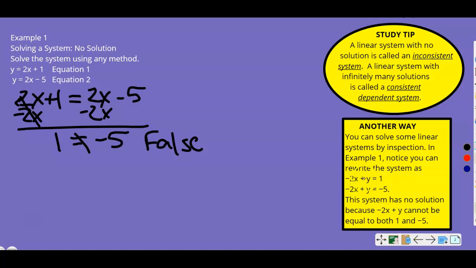If you put this in standard form, you can see the left side is exactly the same. It's saying this is equal to 1, and the same thing is equal to negative 5, and we know that cannot happen. I did pretty much the same thing using substitution, setting the two equations equal. This is another way you may look at it as well.